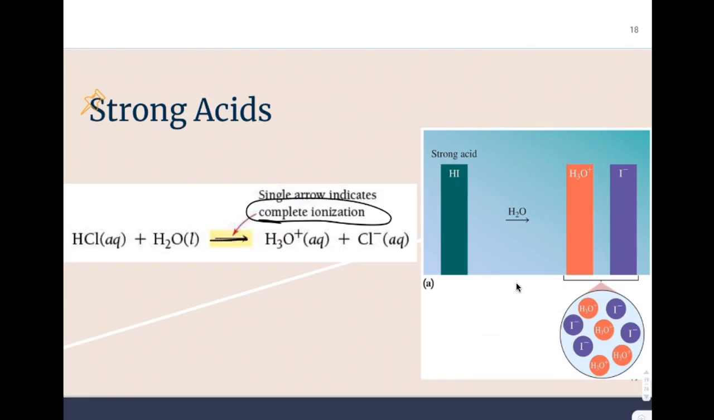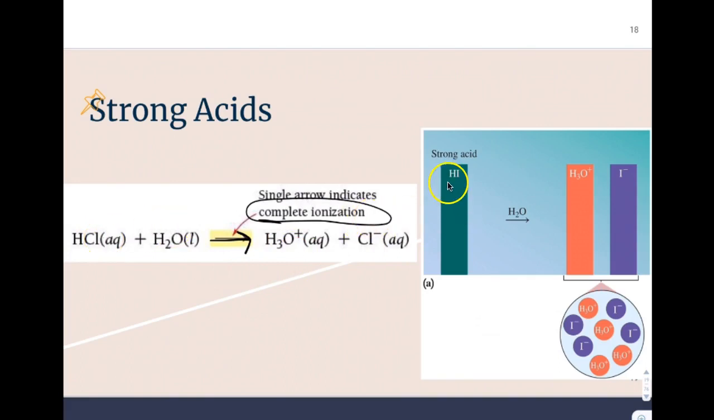And so if your arrow is only pointing forward, no reverse, you're strong. So you can think about it like this. The hydrochloric acid is very strong at donating, so it will never accept back. It will only ever donate.